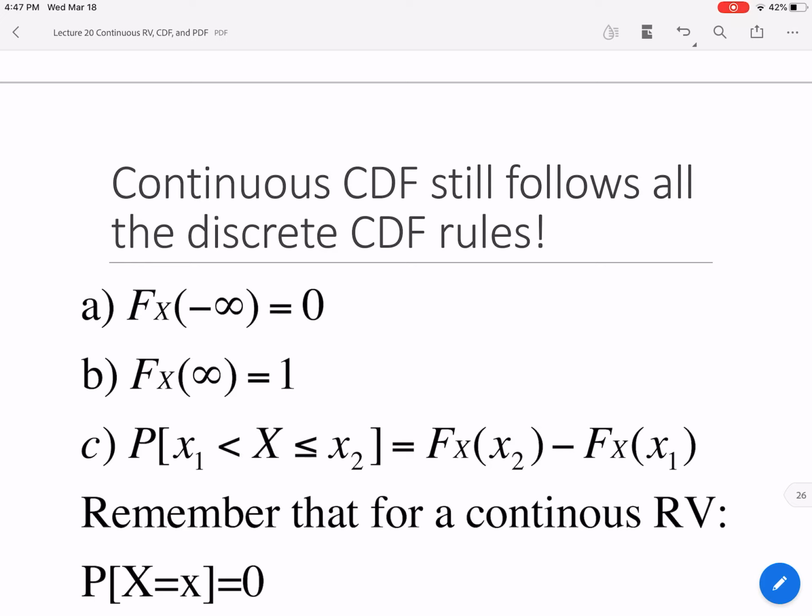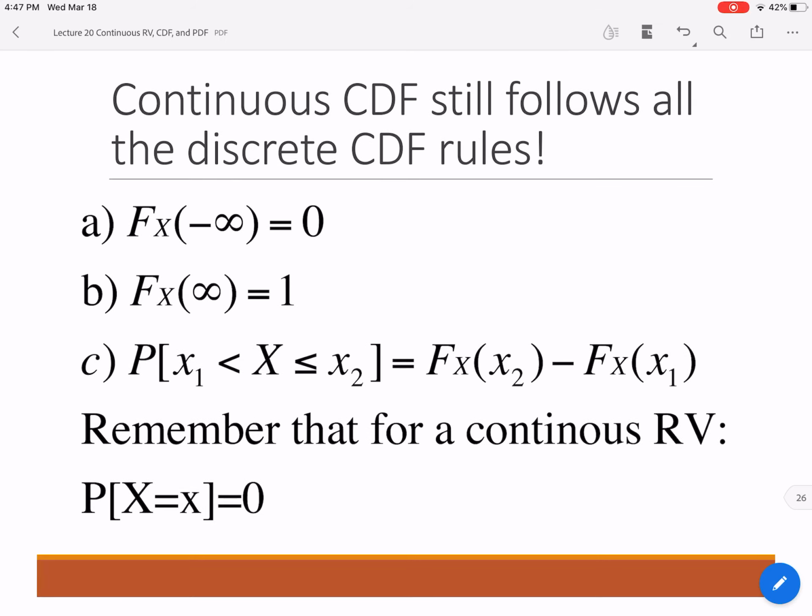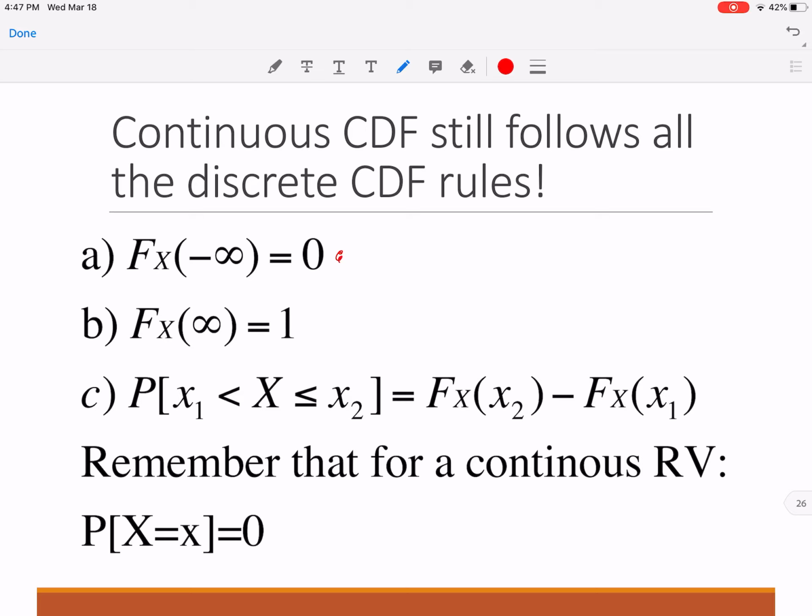We have already seen the properties of CDF for discrete random variables. They're still very much applicable for even the continuous random variables. For example, the CDF at negative infinity is equal to 0. The CDF at infinity is equal to 1. The reason being, probability that x is less than or equal to negative infinity is 0 because there's no number that is less than or equal to negative infinity. Probability that x is less than or equal to infinity is 1 because all numbers are always less than or equal to infinity.